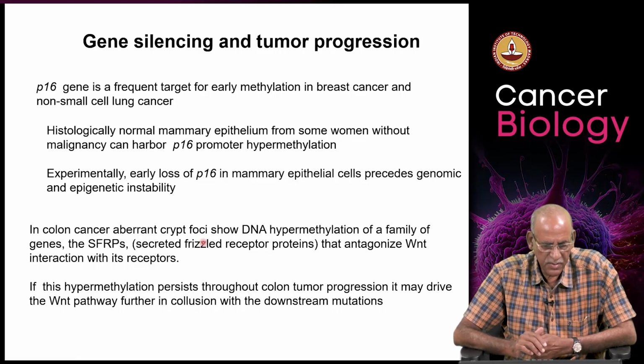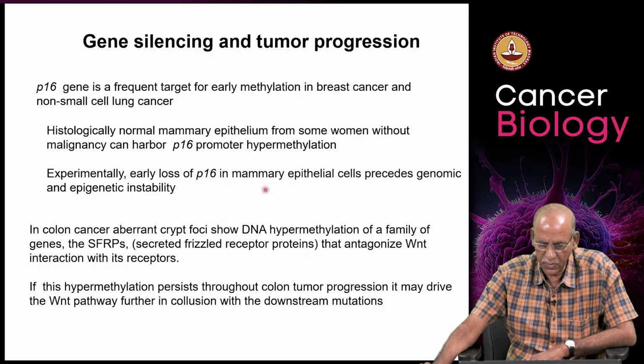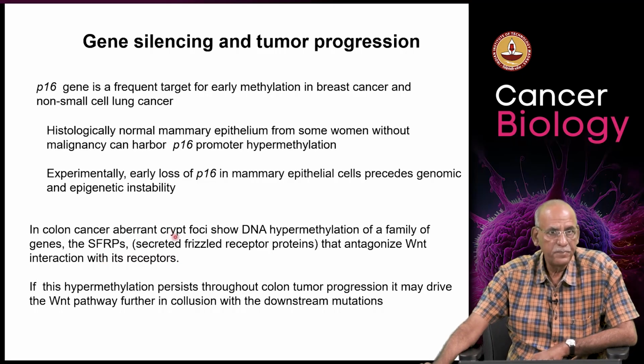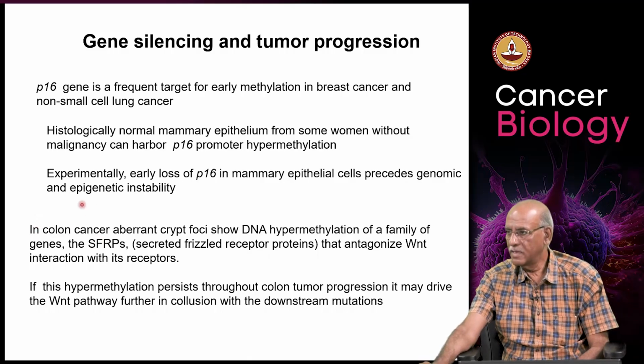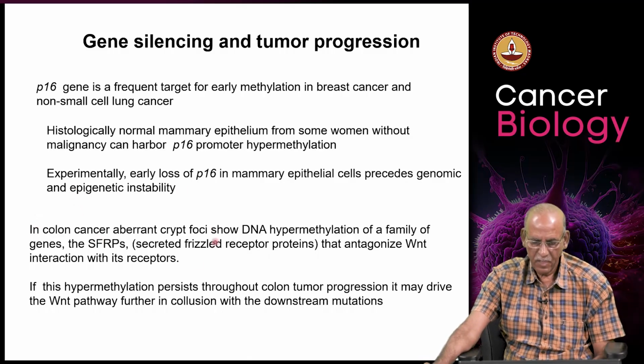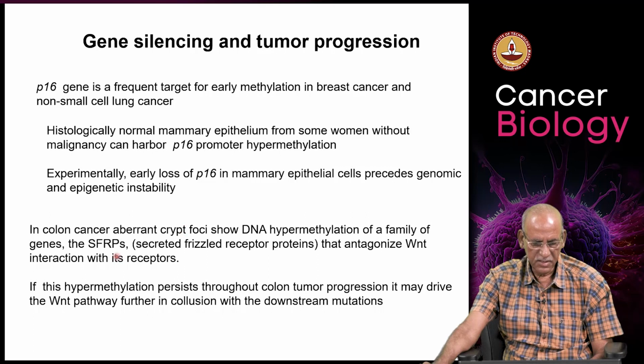Another example is in colon cancer, aberrant crypt foci show DNA hypermethylation of what are known as SFRPs, which, we have heard about them, secreted Frizzled-related proteins. Where did we hear about them? In Wnt signaling, because they are the receptors for Wnt ligands. So, Wnt interaction with its receptors can be altered.